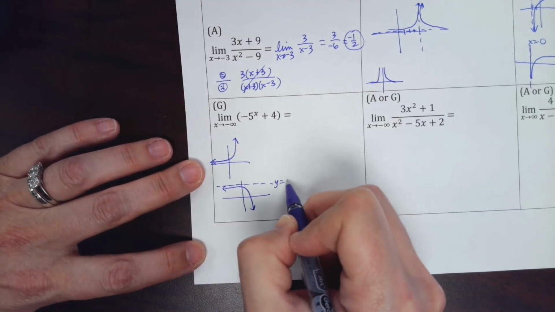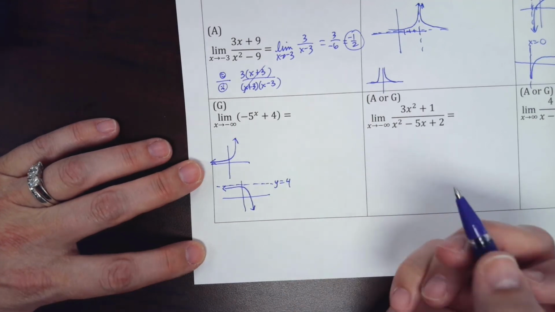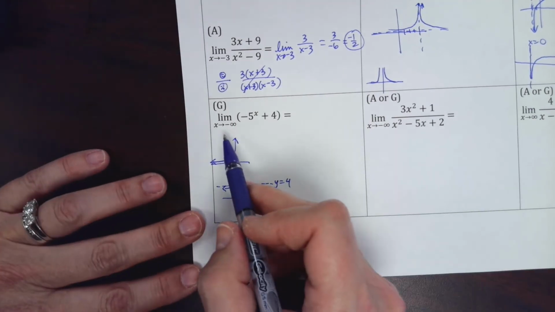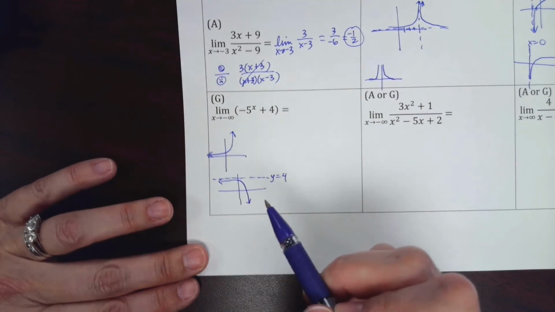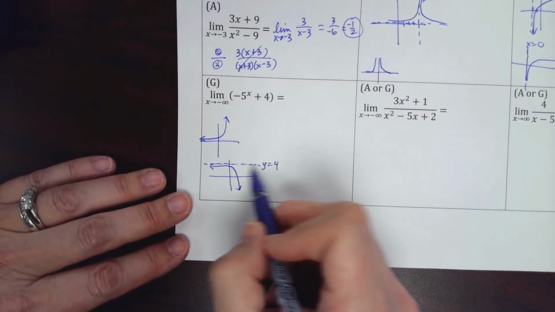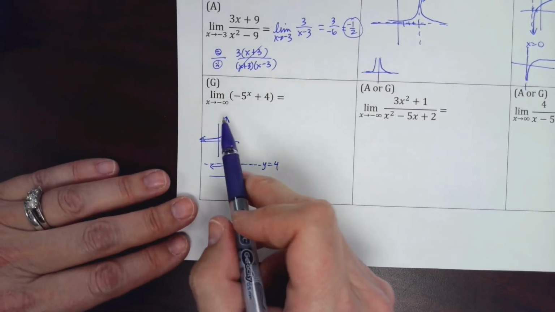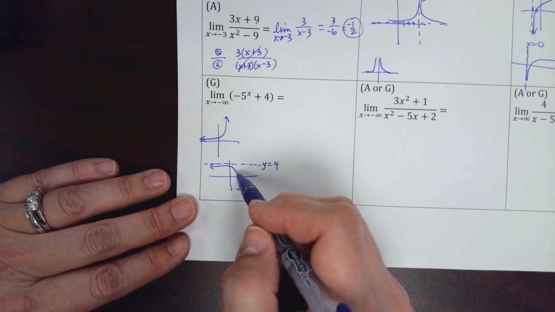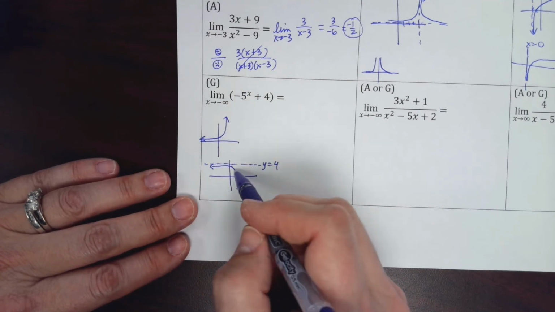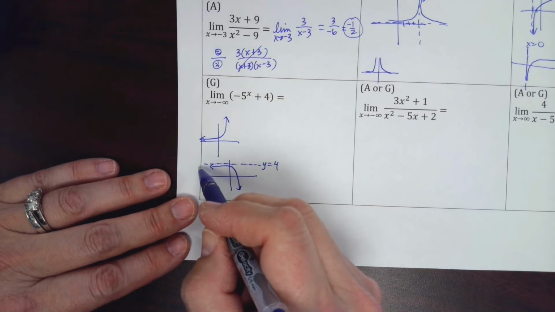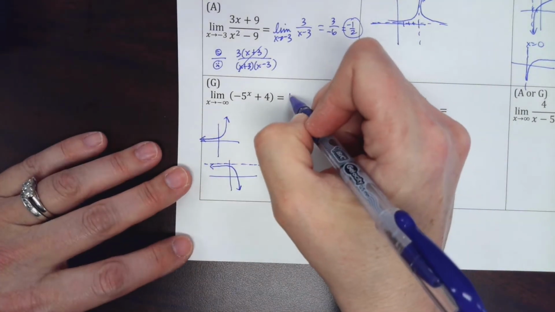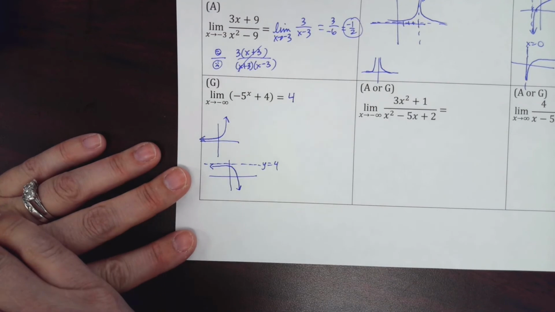So this is 4. Okay, so what does the graph approach as we go to negative infinity? So anytime we have a horizontal asymptote, and we do, we have to watch out for that. If I had asked you about positive infinity, it would be going down. But negative infinity is going up towards 4, never really reaching it, but it's going towards 4. So that's our answer. Okay.